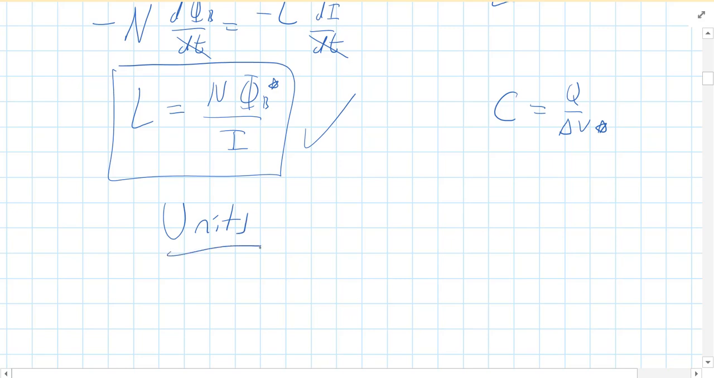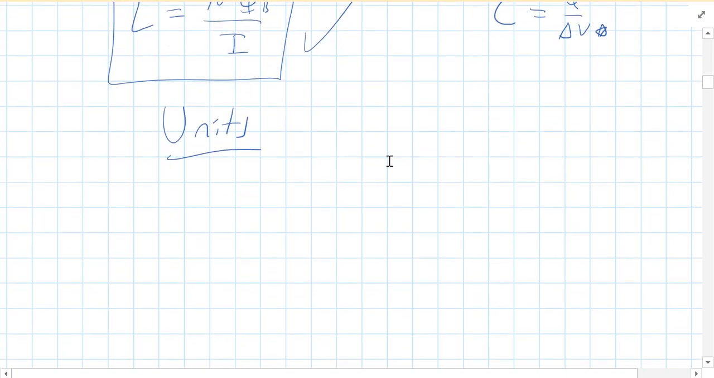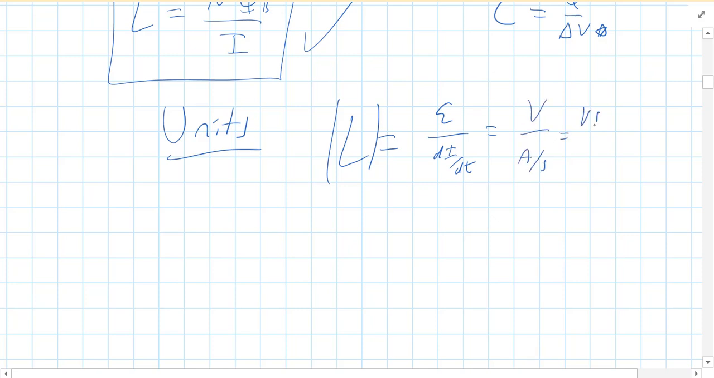What is inductance measured in? Well, I'll go with this last equation here. If we solve for L, it's E over di dt. So the magnitude of L is E over di dt, which would be volts per amp per second, or a volt second per amp. Technically that's what inductance is measured in, but we have a shortcut for that. We call it a Henry, or just a capital H.